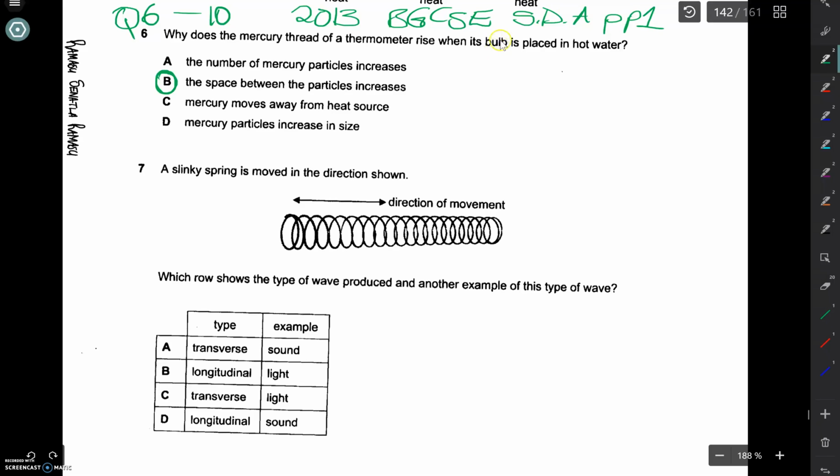What happens when you put the bulb in hot water is that the mercury expands, right? The mercury expands, and this means that the spaces between the particles increase. The spaces become bigger, and now the size of the mercury particles does not increase. So this one is definitely wrong, and this one is wrong as well, because the number of mercury particles does not increase.